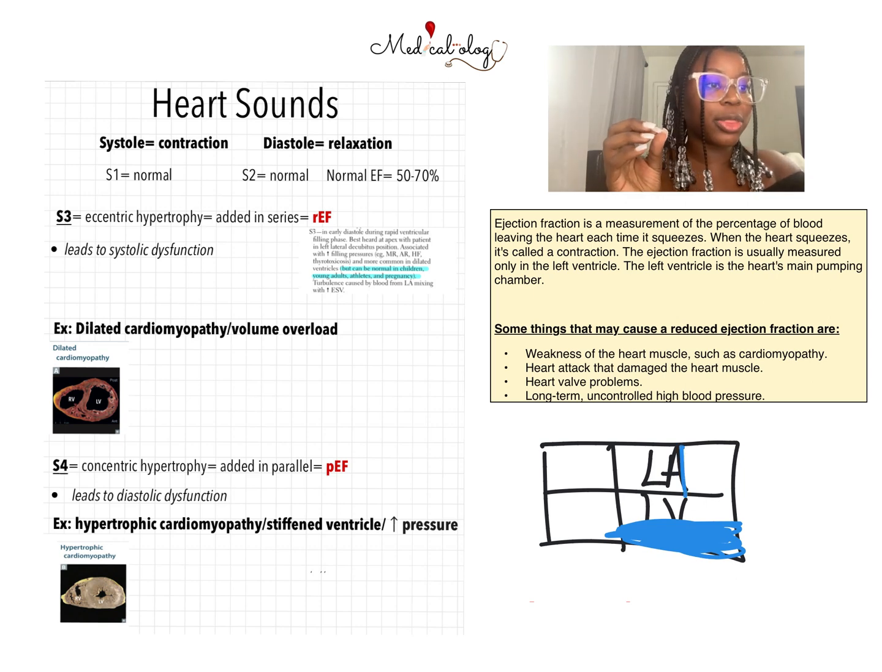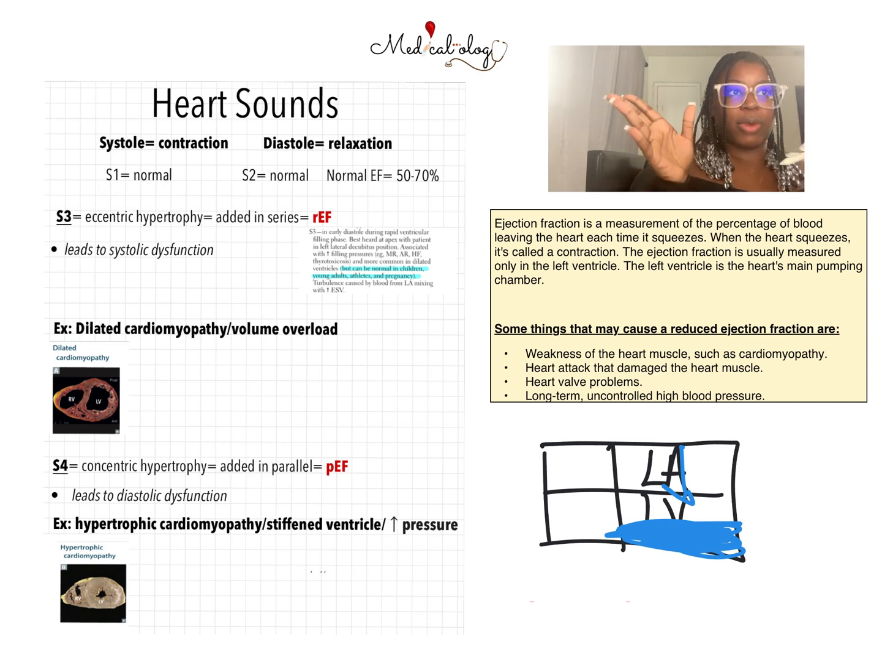So when blood is coming through, there's not going to be enough room in the left ventricle because the left ventricle is thicker. Concentric hypertrophy means that the ventricle is stiffened. So say, for instance, this is my ventricle, right? This is the regular size, and I'm trying to relax, right?